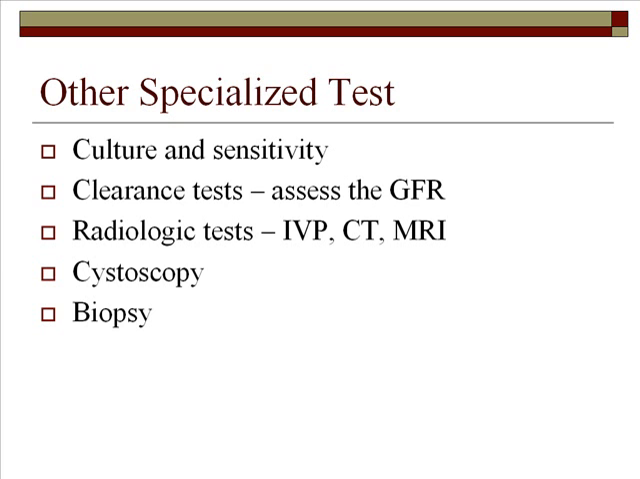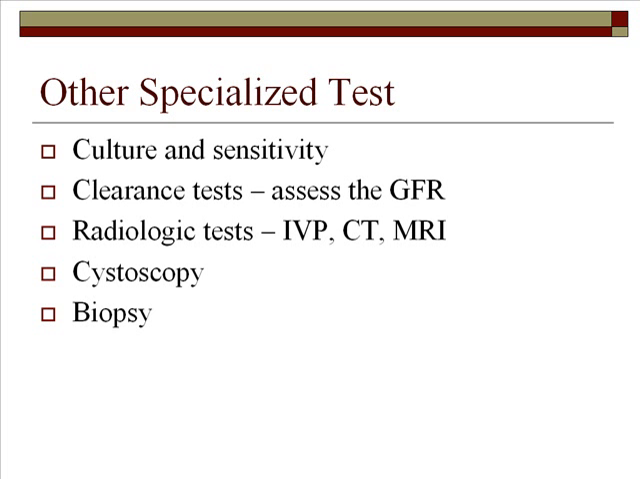Some other specialized tests for the kidneys as well. Culture and sensitivities can be done to assess the urine that's produced from the kidneys. There are certain types of clearance tests that can be done to make sure that the kidneys are adequately filtering out the blood and getting rid of the byproducts. There are specific X-ray studies that can be done. IVP refers to an intravenous pyelogram, which is the injection of a contrast dye into the kidneys, and you look at the structure of the kidney itself. And then an MRI, which is a specialized radiographic study that can look at the tissue of the kidney specifically in a three-dimensional way.